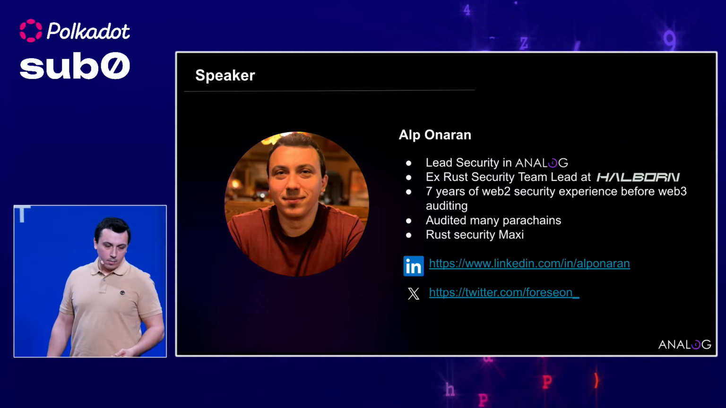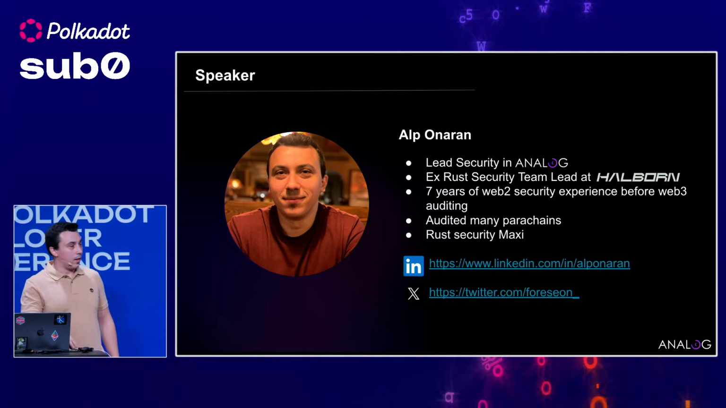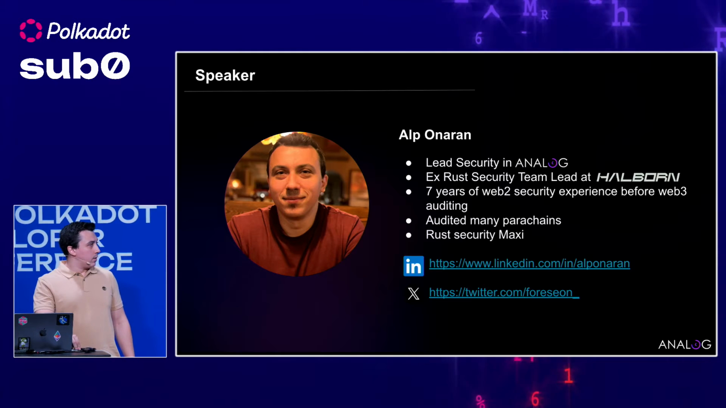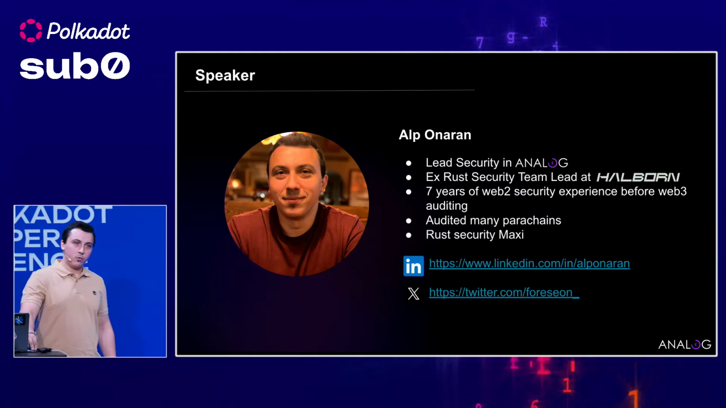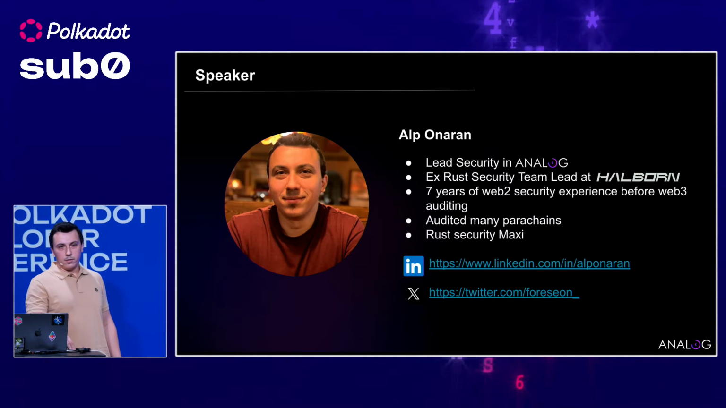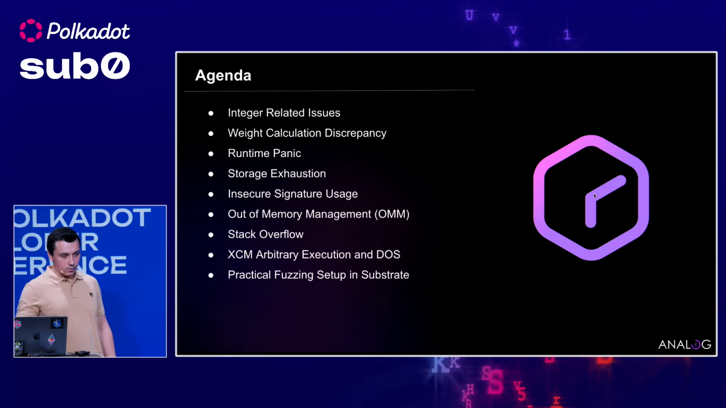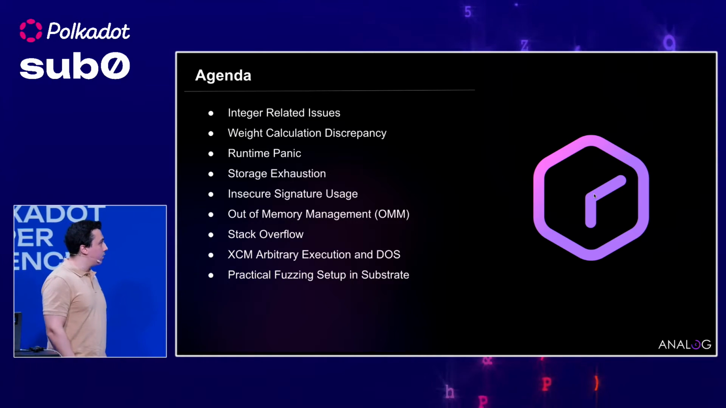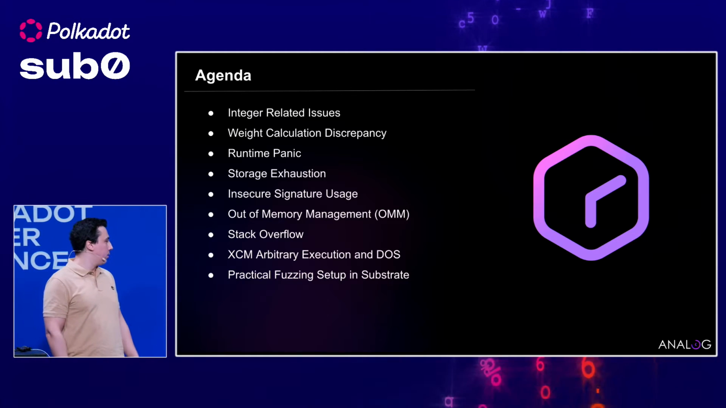Right now, I'm the lead security in analog chain. Before that, I was the Rust security team lead at Halborn, and I did a bunch of Web3 and Web2 audits, penetration tests, and end-to-end security assessments and implementations. In our agenda today, we will go over these issues and end with a practical fuzzing setup.